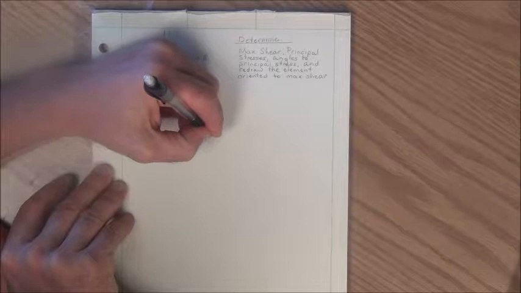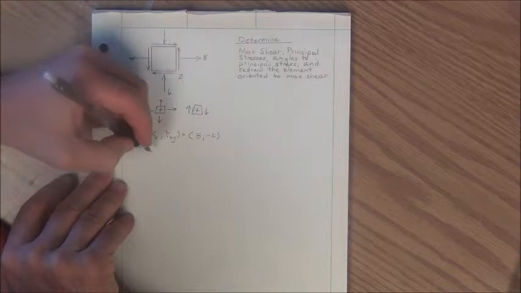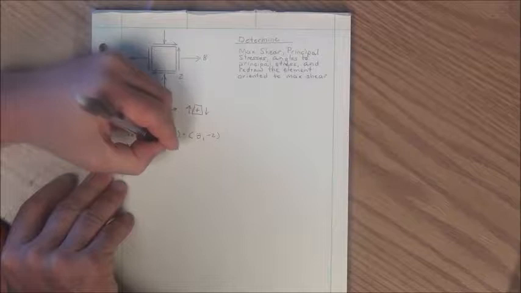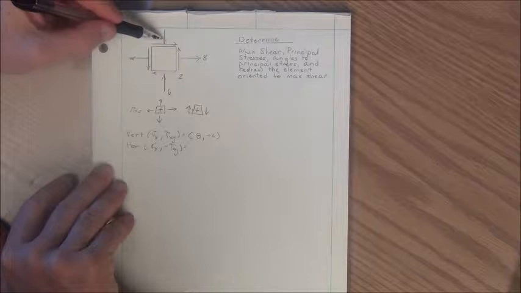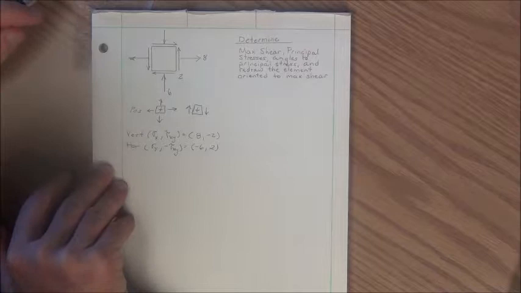My horizontal point is given by the stresses that act on this horizontal face or this horizontal line. They're defined as sigma y comma minus tau xy. In this particular case, we have a 6, which is in compression, so we have a minus 6. And we have a clockwise 2, so we have a plus 2. So those are the two points that I'll use to draw my Mohr circle.